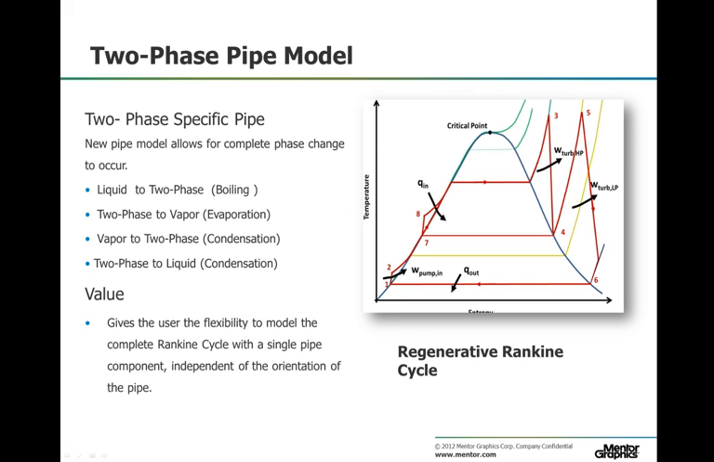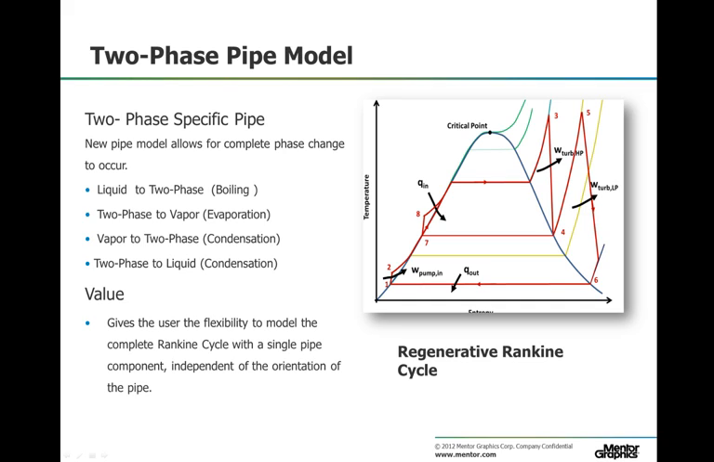The new two-phase specific pipe has been designed to be versatile and flexible. A single component can model pure liquid flow, two-phase flow, and pure vapor flow depending on the conditions specified. The user does not have to know where the phase begins to change or the type of flow regime which is occurring within the particular pipe. The software will evaluate the conditions and determine the correct modeling correlations to apply.